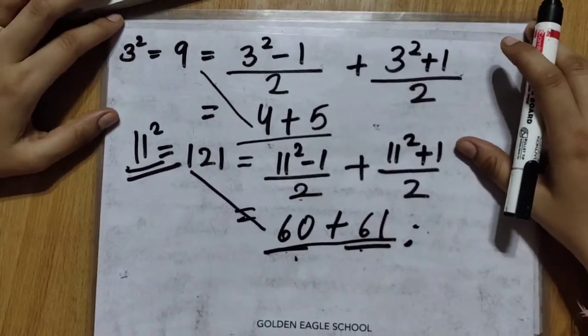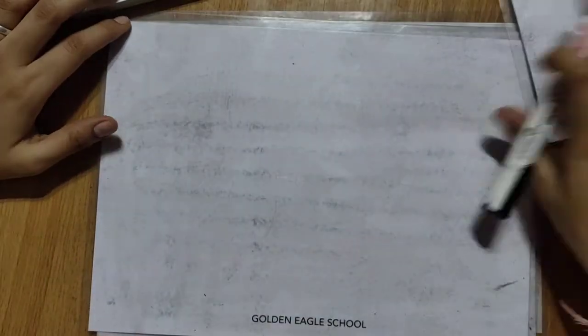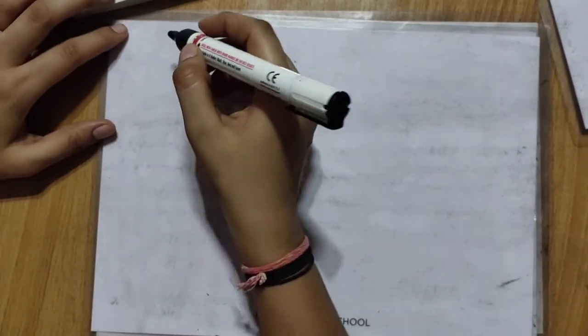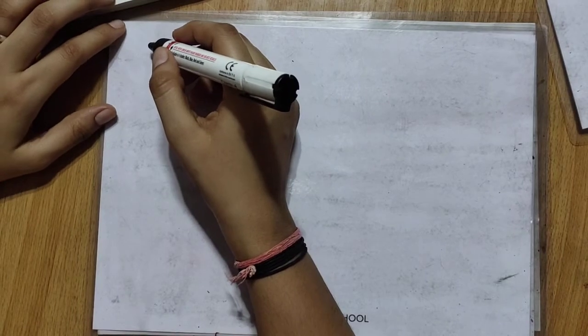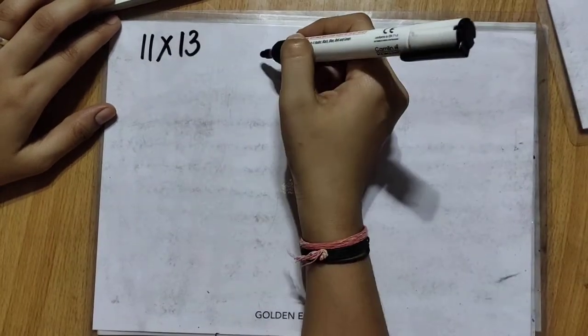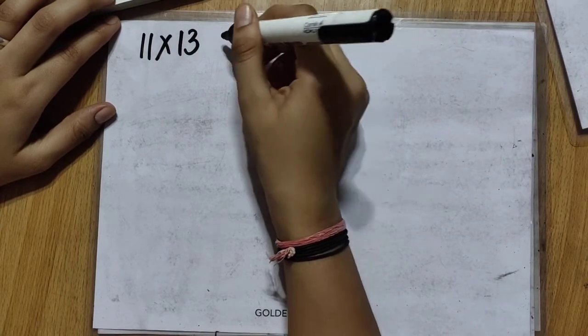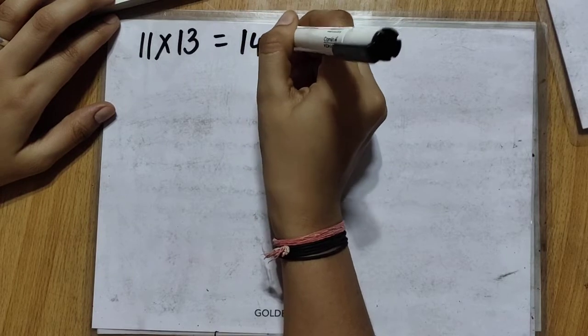Next will be the product of two consecutive even or odd natural numbers. Like when we say 11 into 13, that will be equal to 143.